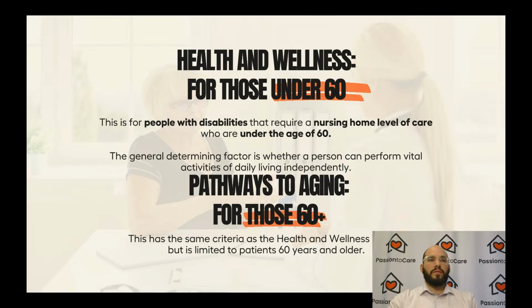So to start, the health and wellness waiver and the pathways to aging waiver are very similar, and they cover most general forms of disability. And they're divided primarily by person's age. So the health and wellness is for those who have some sort of disability that requires a nursing home level of care, but they're under the age of 60, so up to 59. And the pathways to aging waiver provides the same sets of services and supports and care for those who have a disability that requires a nursing home level of care that are 60 years or older.